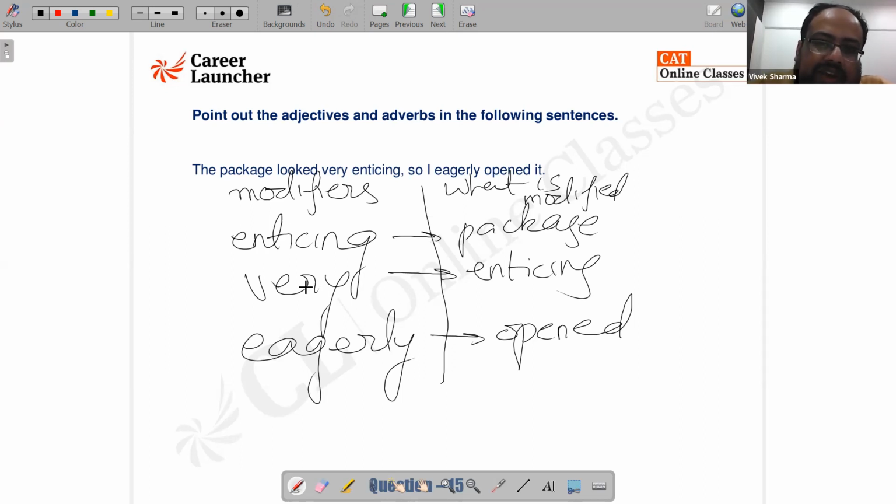Enticing modifies package. Very modifies enticing. Eagerly modifies opened. Right? So how did he open it? Open is a verb. He opened it in an eager manner. So eagerly. How enticing? Very enticing. So very becomes an adverb for enticing. Right? And what did the package look like? Enticing is what describes the look of the package. Right? So three single word modifiers here. Please ask if there's a doubt in any one of these questions. Okay.